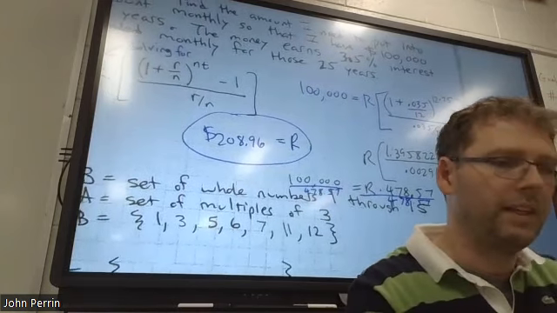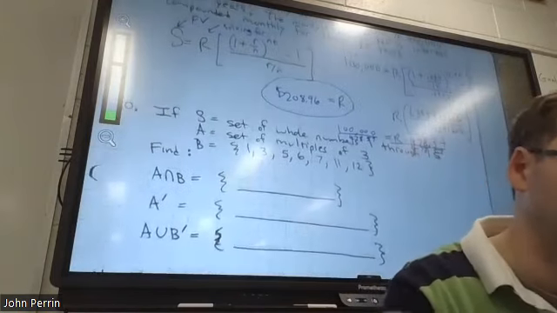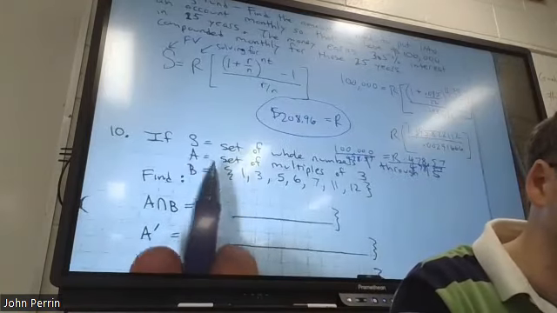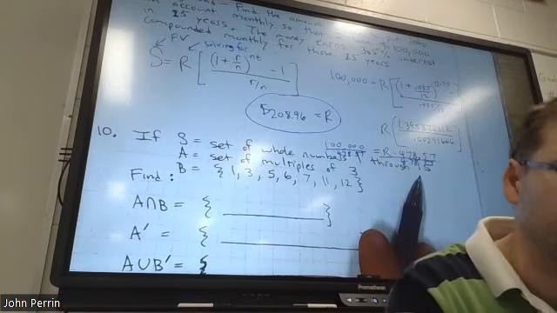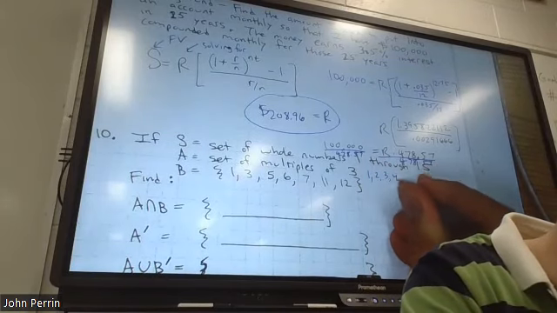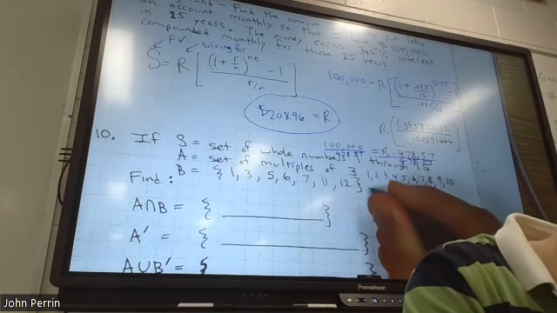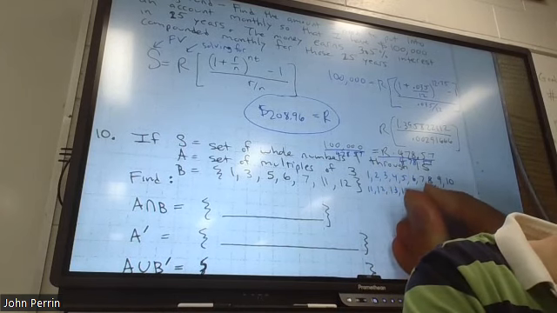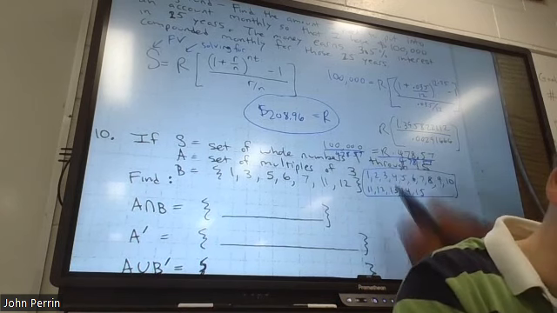Okay, time for some set theory. In question 10 here on our review, S is a set of whole numbers, and I wrote 1 through 15. So I'm going to write these down. 1, 2, 3, 4, 5, 6, 7, 8, 9, 10, 11, 12, 13, 14, 15. So that's my universal set.